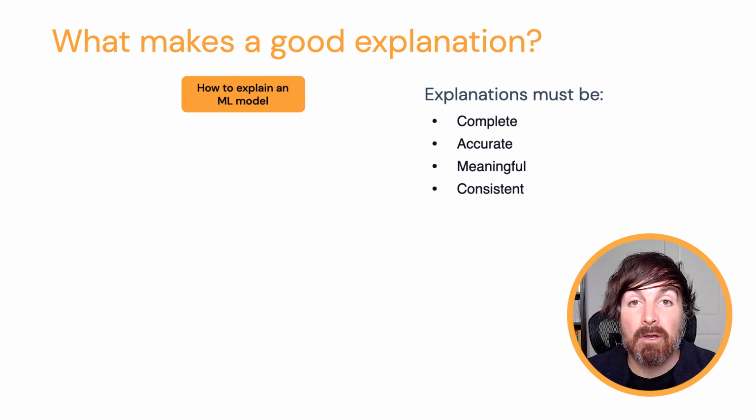When picking a method, it's important to always consider your model's decisions within the context of the requirements of the broader system that it operates in. There are a few general properties of explanations that can be used to guide a selection of ML interpretability methods. First, explanations must be complete. The interpretability method delivers accompanying evidence or explanations for all model outputs.